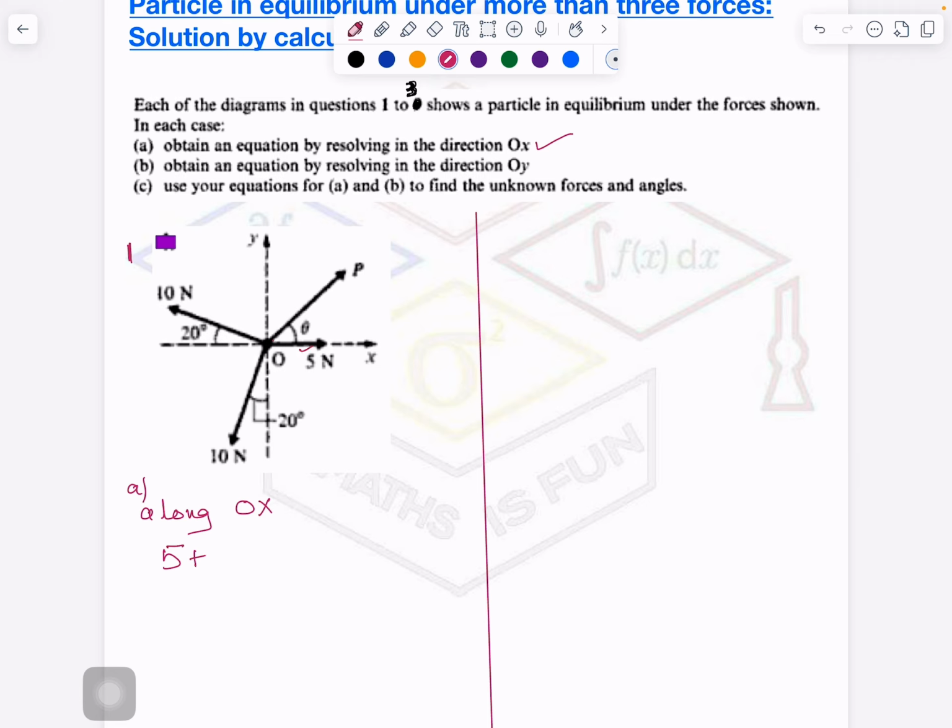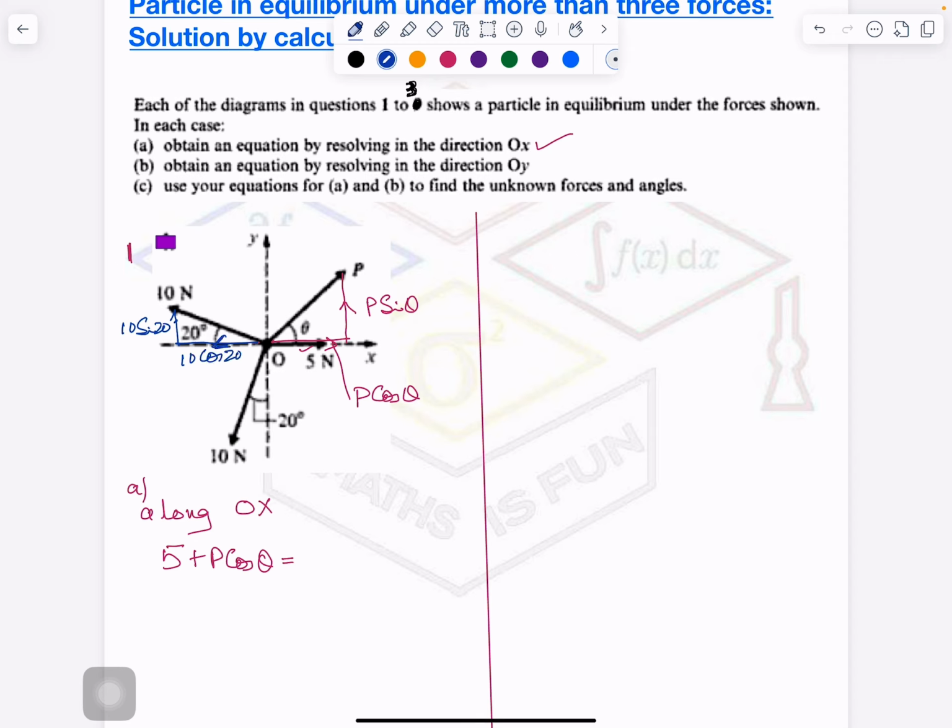This one you can see here, and force P I will resolve into two parts, along X and along Y. So this will be P cos theta and this will be P sin theta. So it will be P cos theta. Okay. Then on the left hand side, if I see here, let me change the color. So if I see here, it is this one, right? So this is 10 sine 20 and this is 10 cos 20.